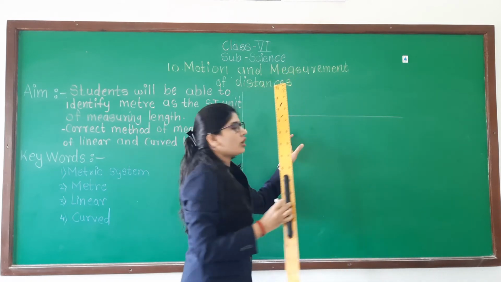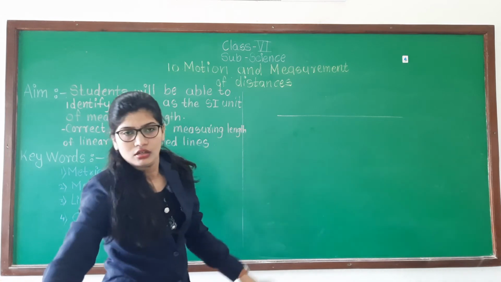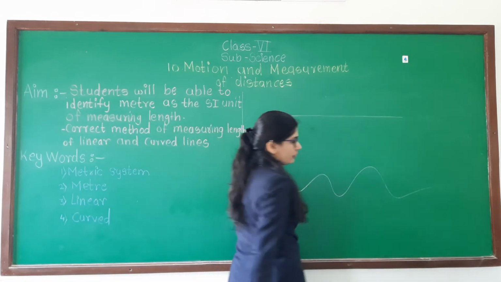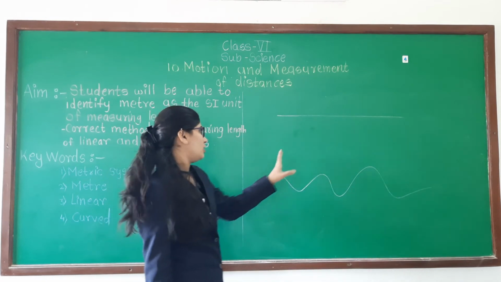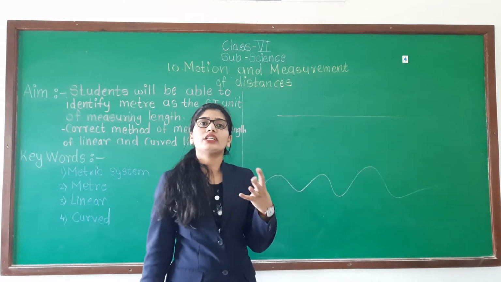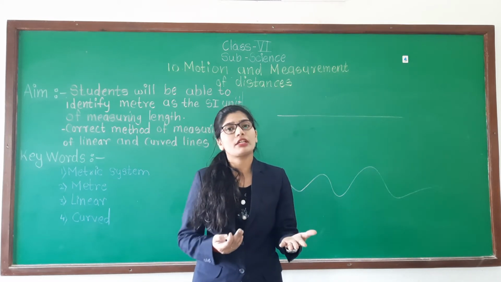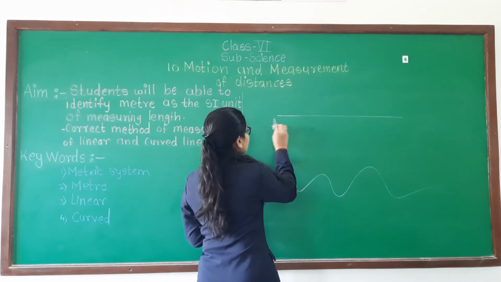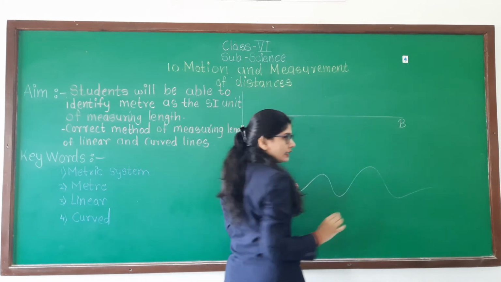So this is your linear line and this is your curved line. Correct? Linear line and curved line. So when we are measuring length, actually what are we measuring? The distance between the two ends. The distance between the two ends, that is your length.